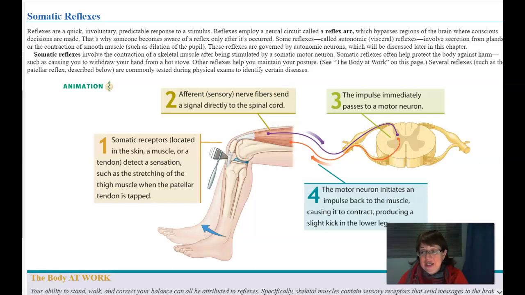This is basically you have a receptor, a somatic receptor on the skin, muscle, or joint, and then it will send via the sensory nerve towards the spinal cord, being processed at the level of the spinal cord, and then the motor nerve will bring it back and give the impulse to the muscle, which is usually to contract.